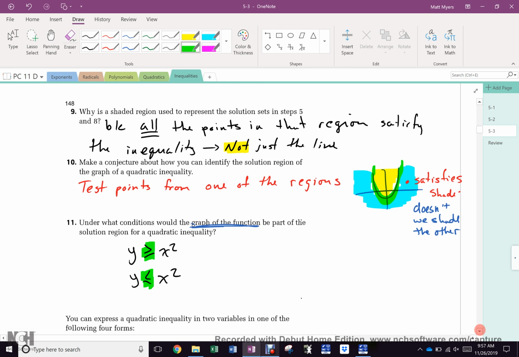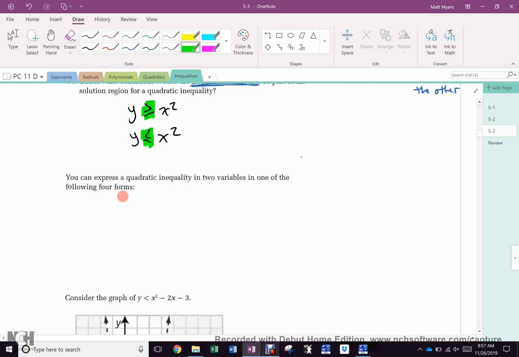Yeah? So what are the 4 ways we could write this? Y could be greater than x squared. Y could be less than x squared. Y could be greater than or equal to x squared. Y could be less than or equal to x squared. How do I write them? What's my graph going to look like here? Dotted.